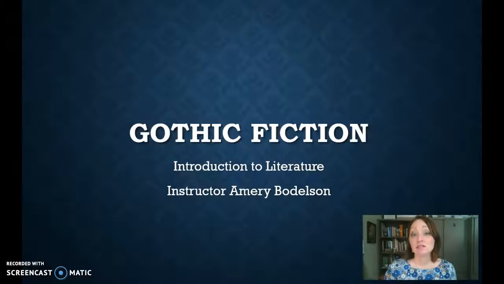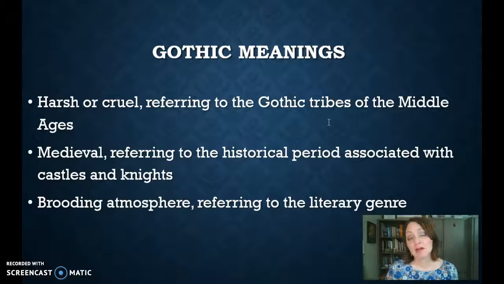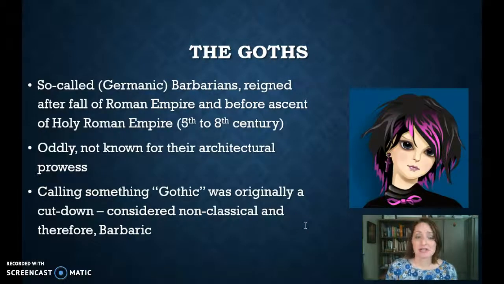However, the reference to Goth is a little bit more involved than that. So Gothic often is referring to something that is more harsh or cruel, going back to the Middle Ages and referring to a Germanic-style tribe. And in literature, it is associated with kind of a brooding sense of almost doom. There is something that's happening and mankind is probably to blame for that. So the Goths were Germanic barbarians, and they were, during the 5th to 8th century.